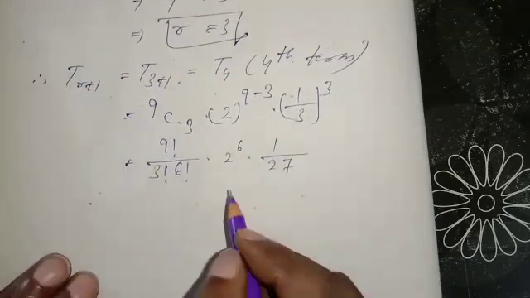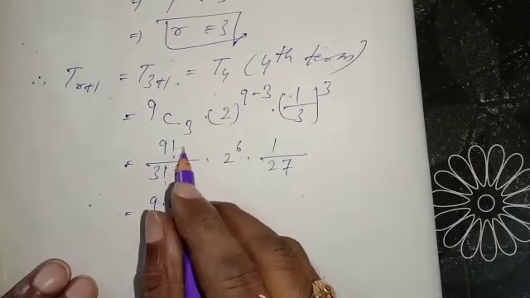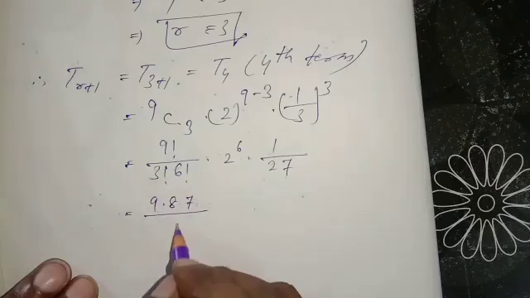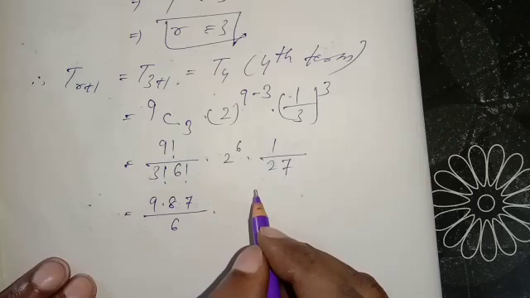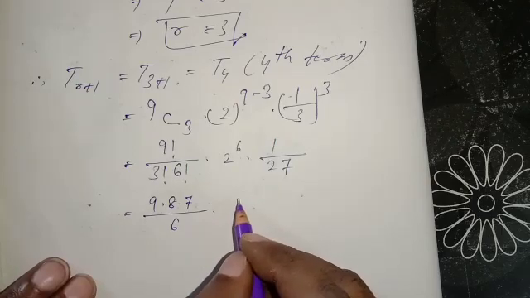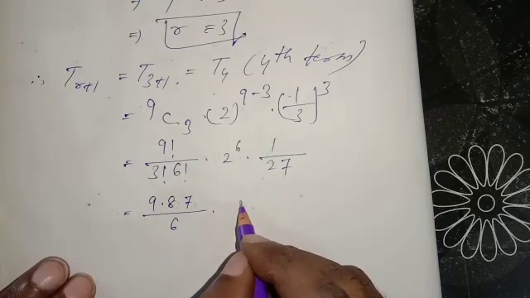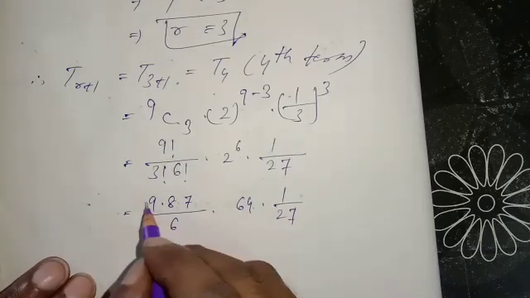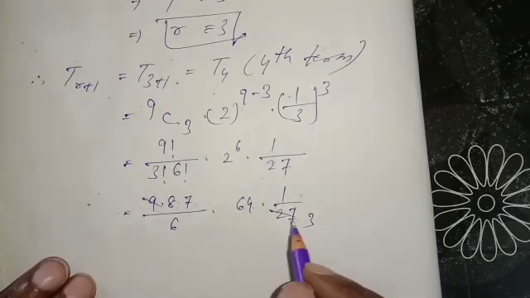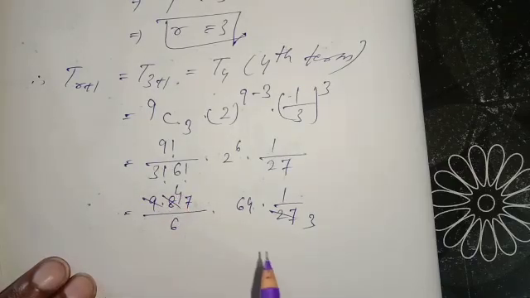The other things you are getting, just to simplify: 9 into 8 into 7, 6 factorial, 6 factorial cancels out, and 3 factorial means 6 you write here. 2 to the power 6 means you have to multiply 2 six times. How much will it be? 64. Yes or no? 64 into 1 by 27. 9, 3, 27. It will go by 2. This will be 4. This will be 3.